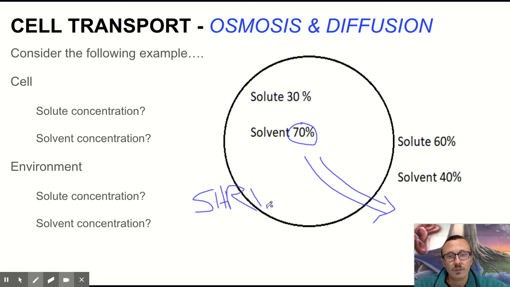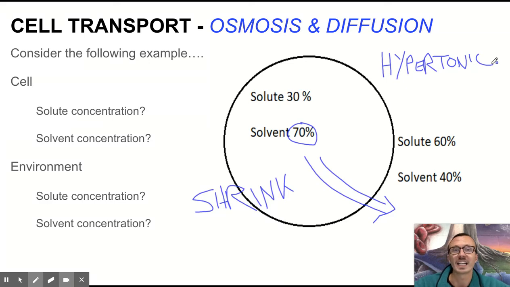And so this cell is going to shrink. Now, if we look at the solutes, you can see that the outside is much higher, or 60 is above 30, right? So if we're talking about the strength of the solution or the strength of the environment, it causes the cell to shrink because it's hyper, which means above, tonic. It's a hypertonic solution, and so it's going to cause this cell to shrink and to shrivel.